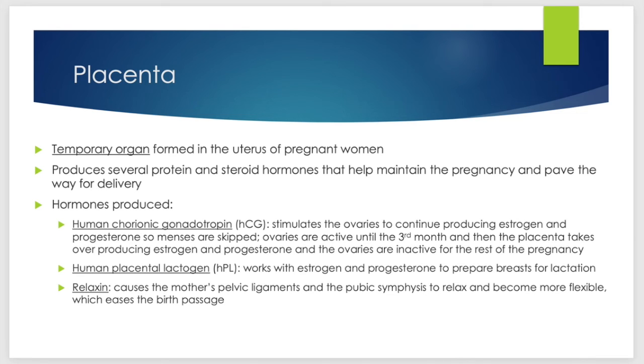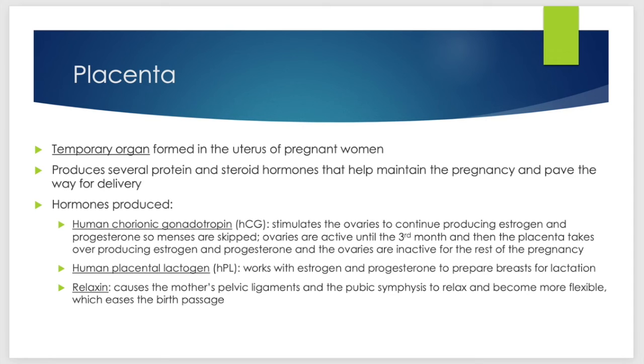So one of the hormones it produces is called human chorionic gonadotropin, or HCG. That's going to stimulate the ovaries to make estrogen and progesterone so that the menstrual cycle is skipped over during pregnancy. The ovaries are actually active until the 3rd month of pregnancy, and then the placenta will take over at that point and produce any estrogen and progesterone that are needed. So that means that the ovaries are inactive for the remainder of the pregnancy after that 3-month point.